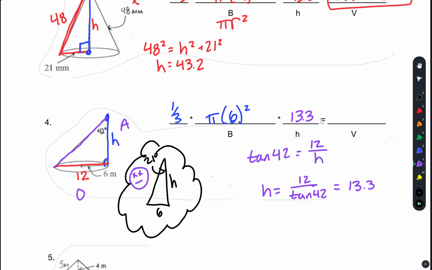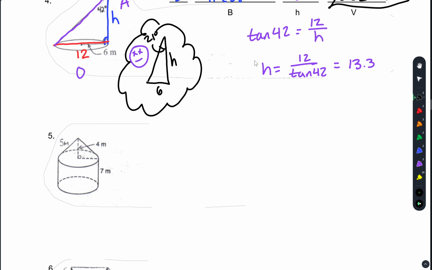Are we lost? Are we good? Okay. Volume, calculate it all up, 502.4. Okay, good? Two more weird ones.